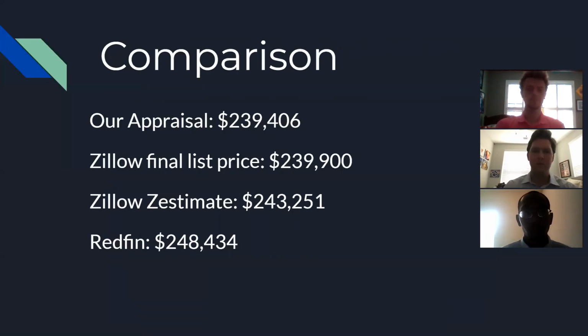In comparison to the other estimates, it's very close to the final list price on Zillow, the Zestimate, and Redfin's numbers. We think this is because the sales comparison approach had so much weight in our final calculation and our comparable properties were basically in the same neighborhood, so we don't find it surprising that our numbers are very close to Zillow's and Redfin's.